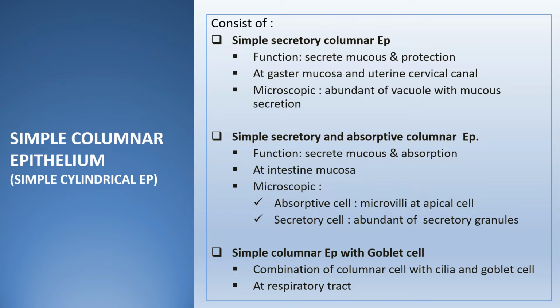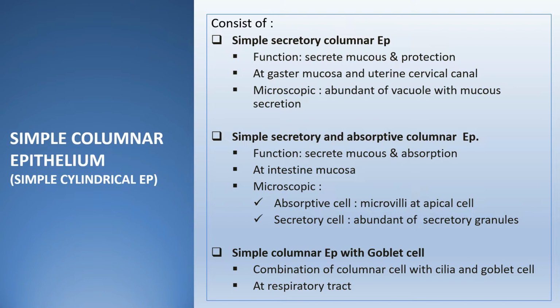Simple columnar epithelium consists of simple secretory columnar epithelium, simple secretory and absorptive columnar epithelium, and simple columnar epithelium with goblet cells. Simple secretory columnar epithelium has the function to secrete mucus and protect the organ. It can be found at the gaster mucosa and uterine cervical canal. Microscopically, there are abundant vacuoles with mucous secretion.